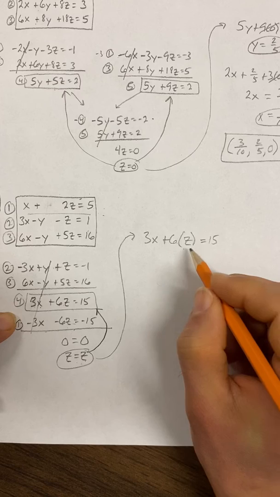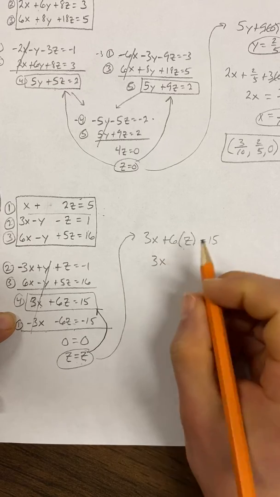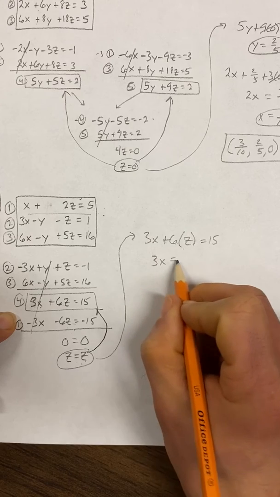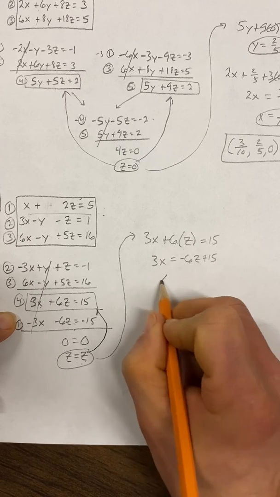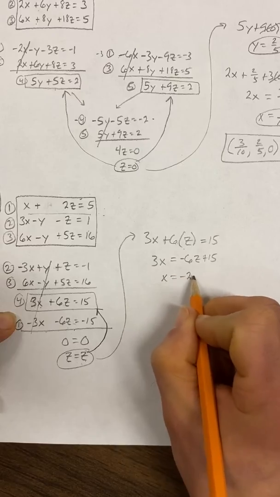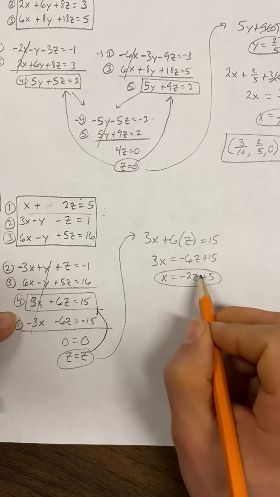And so the only real difference is when I solve for x now, I'm not going to get just a number. I'm going to get an expression. So I'm going to subtract 6z, and I'm going to divide by 3 like I normally would. Make sure you divide them both by 3. And so there's what x is equal to.